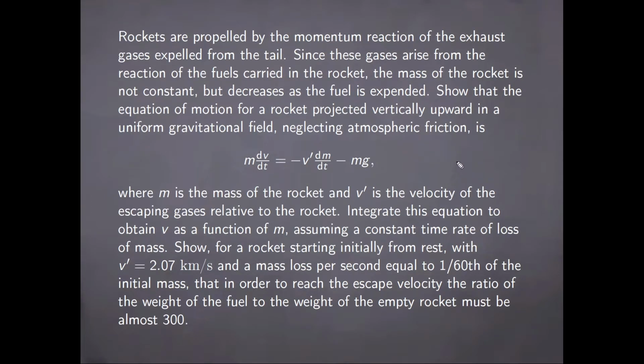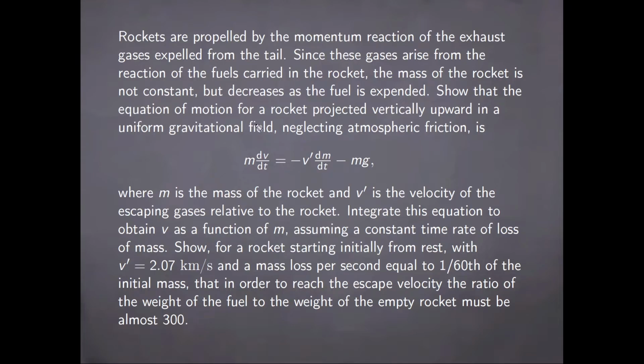And in the next problem, we are going to discuss jet propulsion. The statement is as follows. Rockets are propelled by the momentum reaction of the exhaust gases expelled from the tail. Since these gases arise from the reaction of the fuels carried in the rocket, the mass of the rocket is not constant but decreases as the fuel is expended.